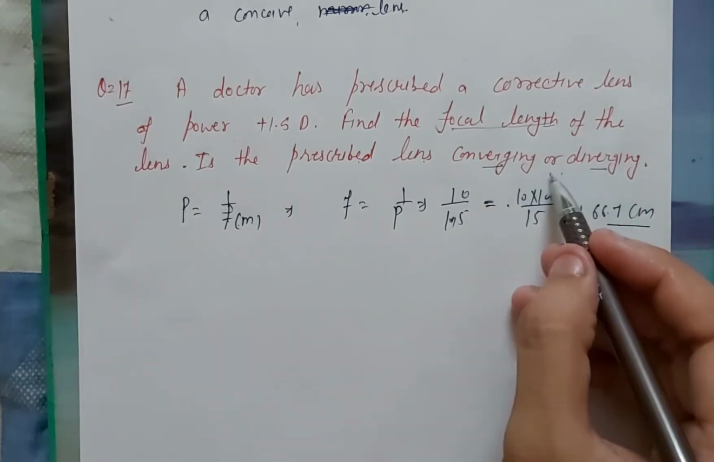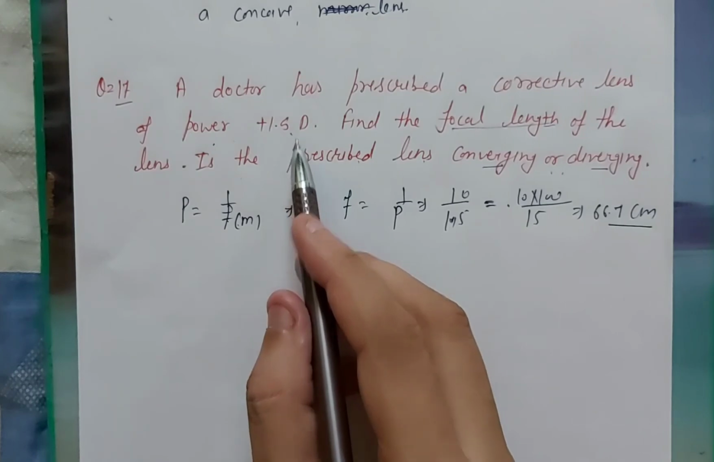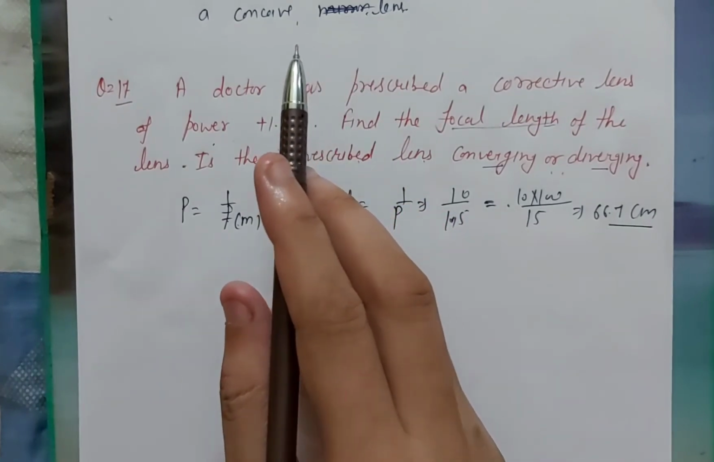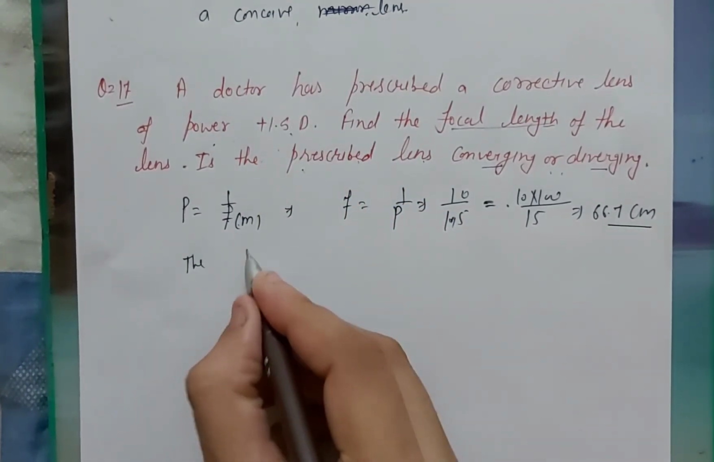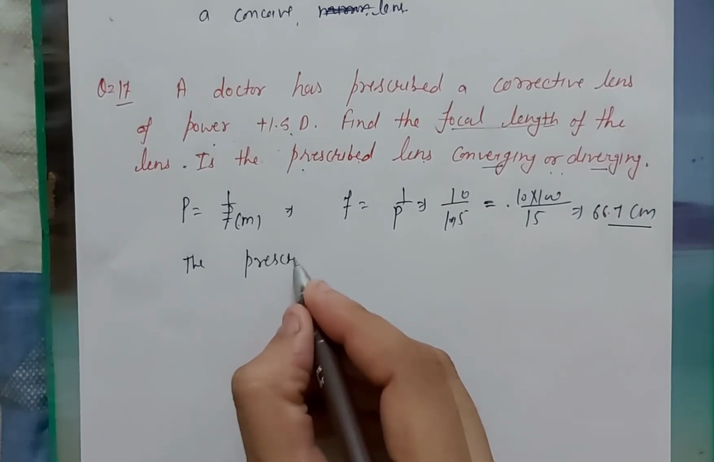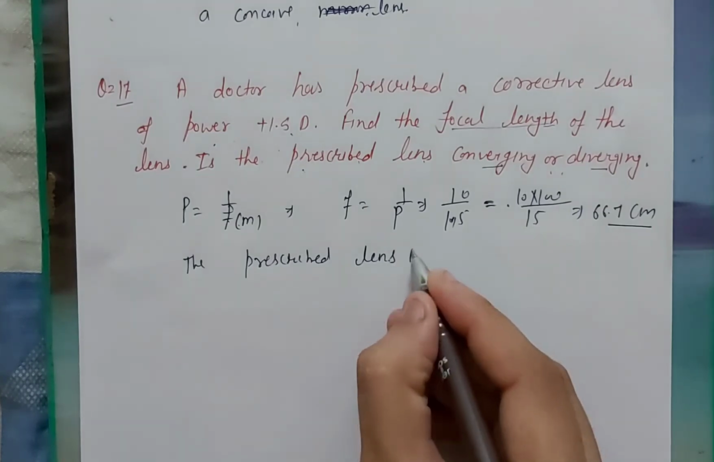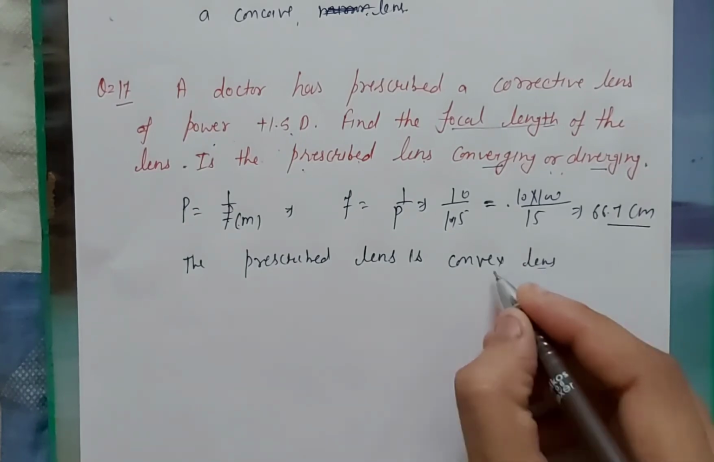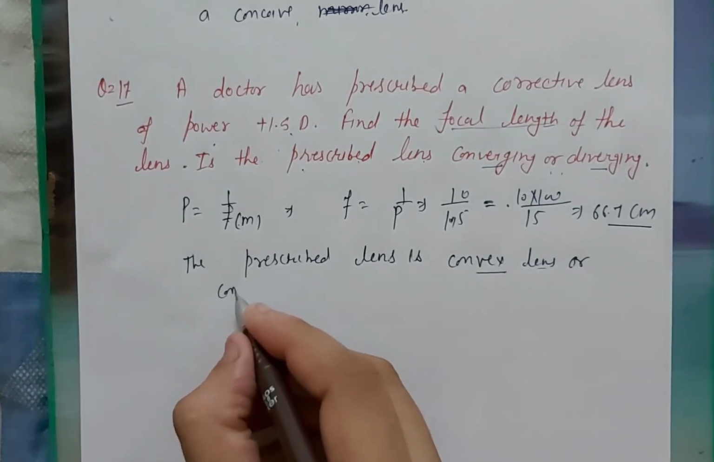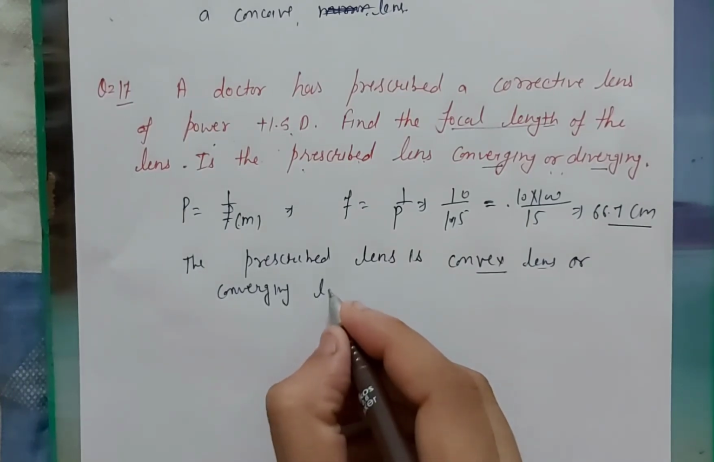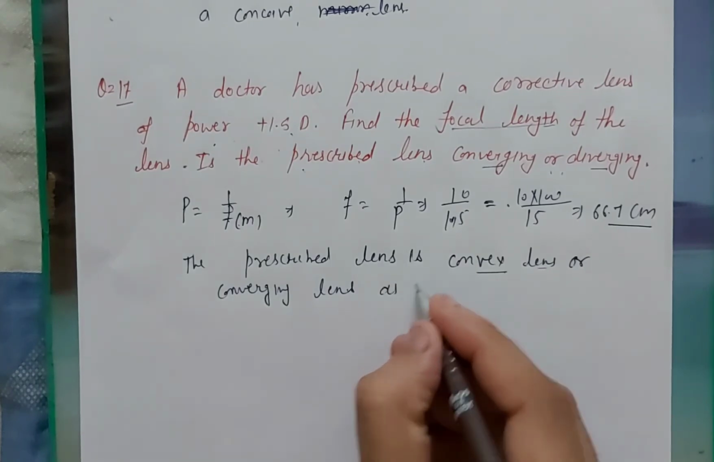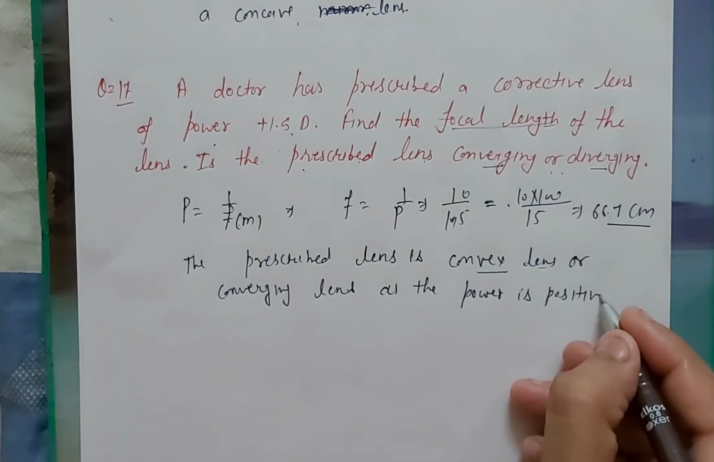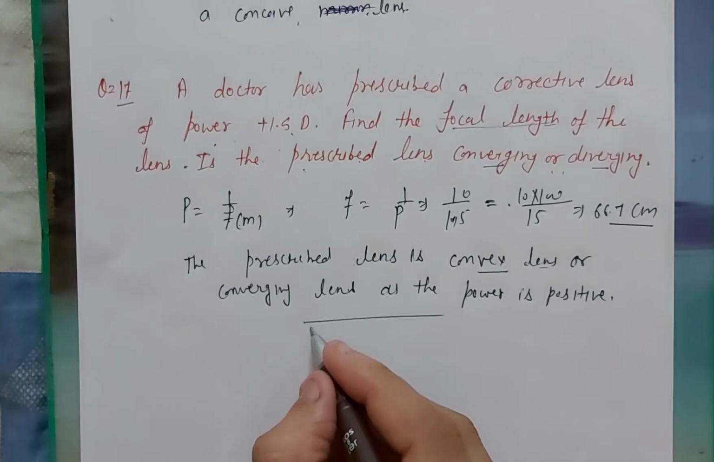Now which type of lens is this, converging or diverging? I have just told you that if the power is positive, then which lens will it be? Convex lens. If the power is negative, then it will be a concave lens. So the lens the doctor prescribed is a convex lens, and a convex lens is a converging lens. We can say that it is a converging lens, as the power is positive. So students, your exercise is completed. Okay, thank you.